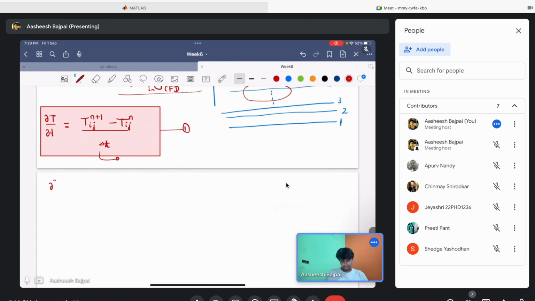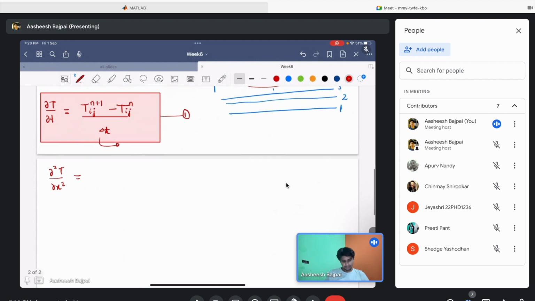And then d square t over dx square is another discretization in space. Here time will remain constant. Let me be clear that this is the explicit time step discretization. You can do implicit also, we will take it later, but right now I am taking the explicit one. Explicit means that we know the values at the previous time step, so we are using those values. So let me write it.